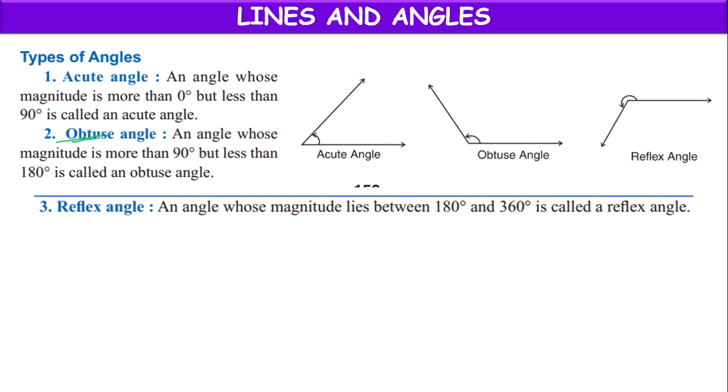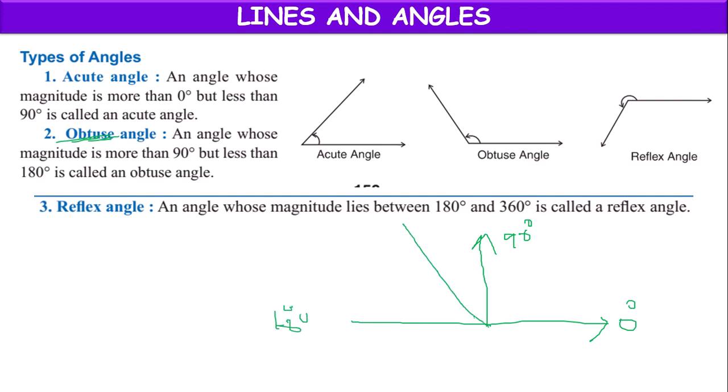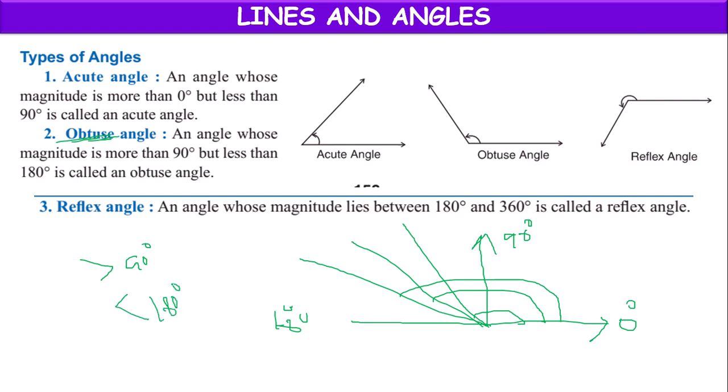Next, obtuse angle. An obtuse angle is one whose measurement is greater than 90 degrees. This is 0 degrees, this is 90 degrees, and this is 180 degrees. This angle, or this angle, or this angle, greater than 90 degrees but less than 180 degrees, is called an obtuse angle.